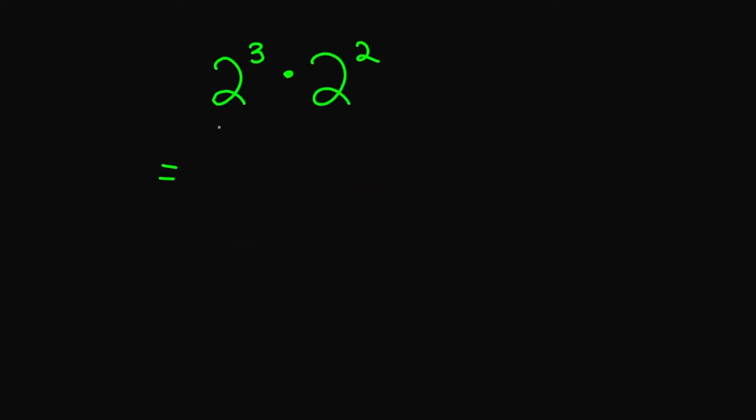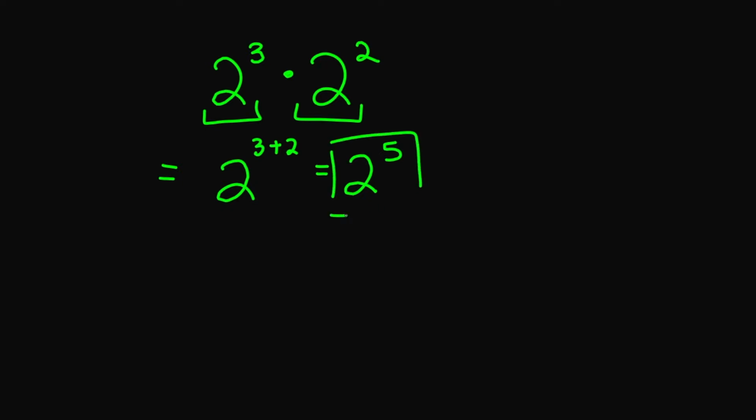So let's look at this expression. We have 2 to the 3rd times 2 to the 2nd power. My bases are the same, so I'm going to add my exponents. So this is going to turn into 2, 3 plus 2. This is going to give me 5, so 2 to the 5th power. Your final answer is 2 to the 5th power.